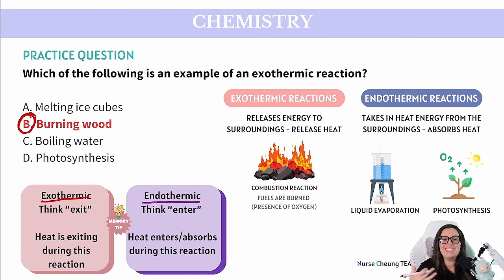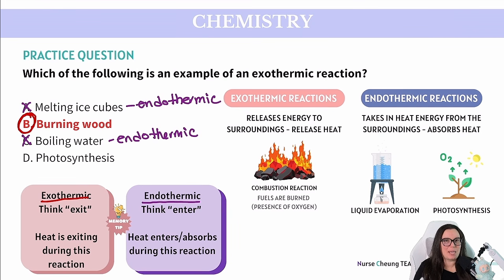So we have melting ice cubes. This is actually an endothermic reaction because it has to absorb heat from the surroundings in order to cause that melting to occur. No heat, no melting. Next up, we have boiling water. Think about it. It's the same situation as ice. Water has to absorb heat into its system in order to change from a liquid into a gas, making this also endothermic. And then lastly, we have photosynthesis.